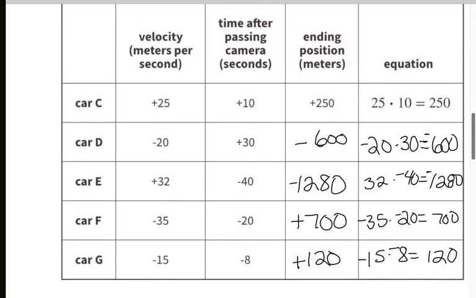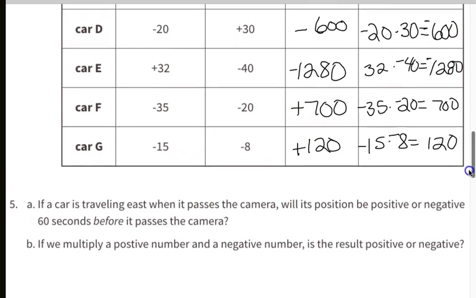So if we look back up here, the ending position tells us where the car is at. And we can figure out if a car is traveling east when it passes the camera, will its position be positive or negative 60 seconds before it passes the camera? Well, if you think about it, if it's traveling this way, and we know once it hits the camera, this way is positive. If it is 60 seconds before it passes the camera, that means it's over on this side, so it would be a negative.